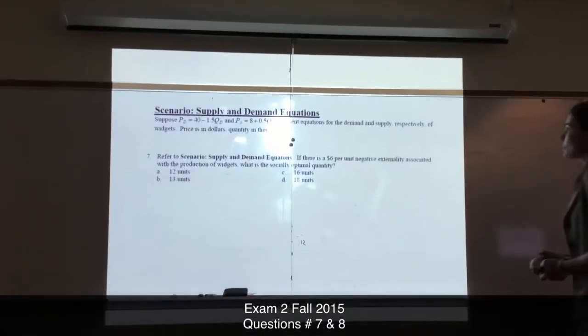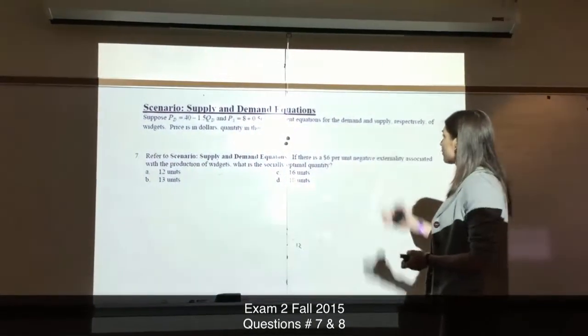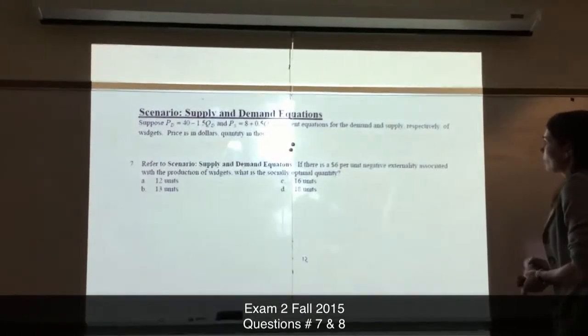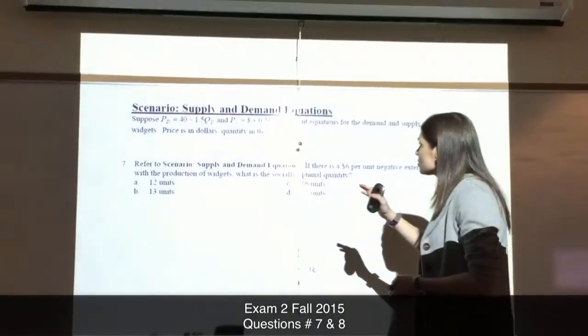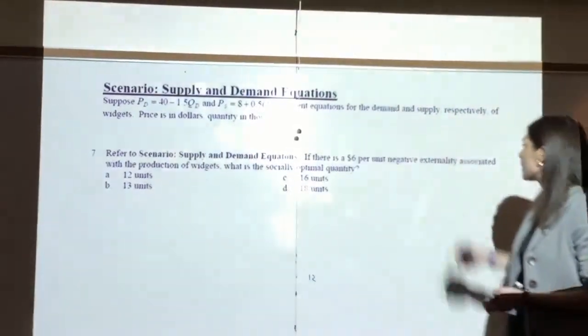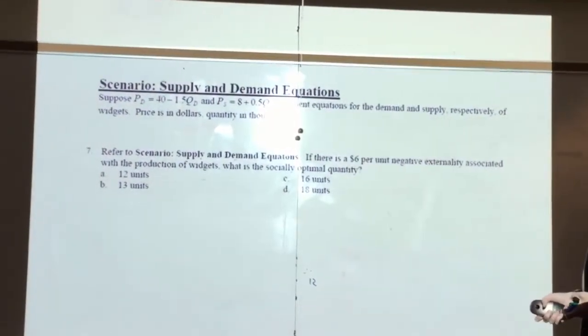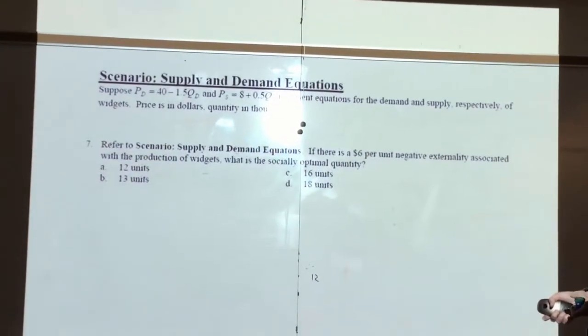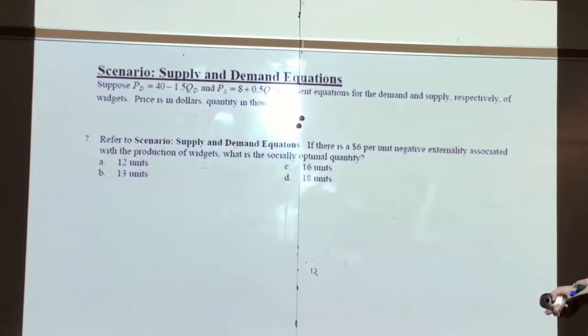Right, another problem. Now we're given a demand function and a supply function. Price is in dollars, quantity in thousands. Supply and demand. If there is a $6 per unit negative externality associated with the production of widgets, what is the socially optimal quantity?